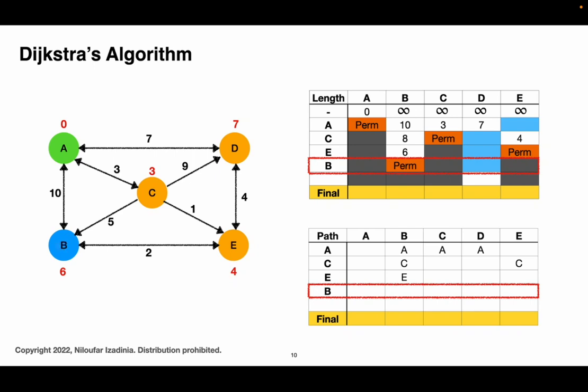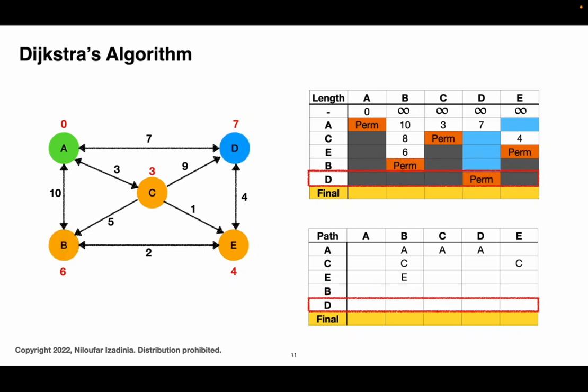We have B here, but B is not directly connected to any other node that is not permanent yet, which is D. So B is not directly connected to D. So we don't do anything here. We do not update any label here, right? So we just put B here. And the same for D. The last node that is remained is D. We make that permanent, and all the other nodes are permanent, so we just put D here, and that's it.